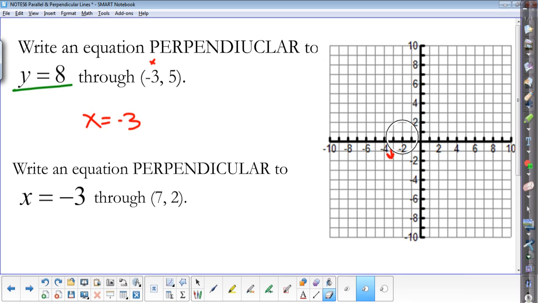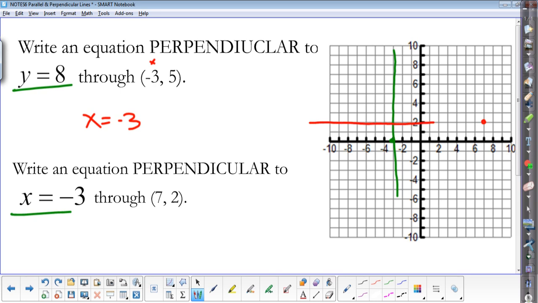Now, let's look at this line. X equals negative 3. And we just graphed that one. I want to be perpendicular to it. Well, what's perpendicular to an up and down line? A straight across line. Straight across through 7, 2. Straight across lines have to start with y equals. And I can look at the graph and see it crosses at 2, or I can look at my y value and my point. And those are the answers.